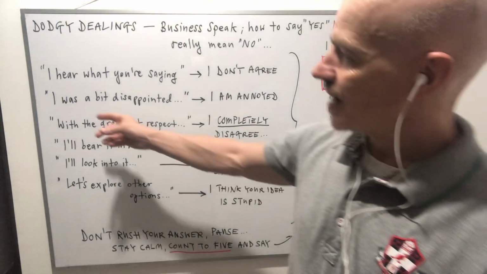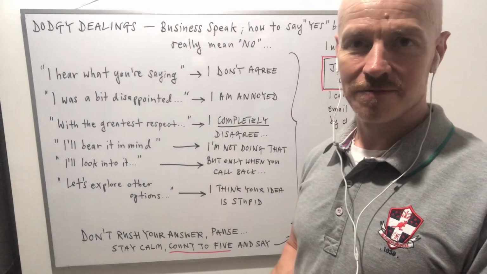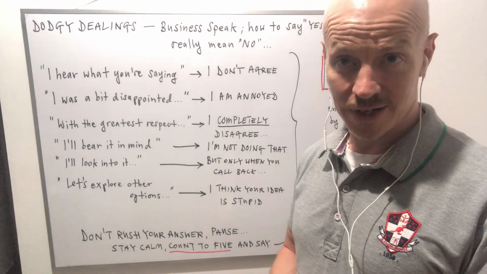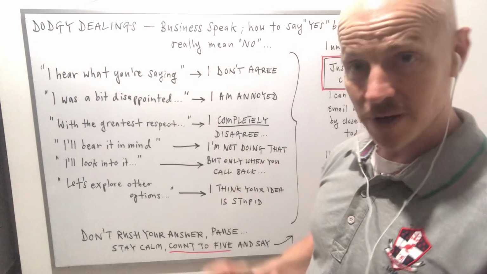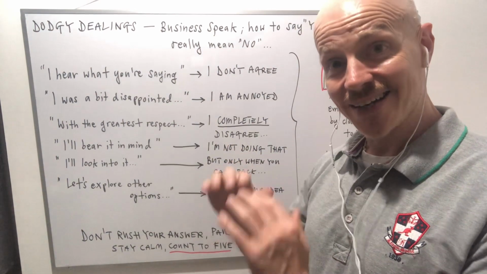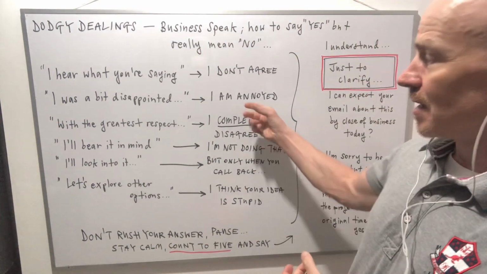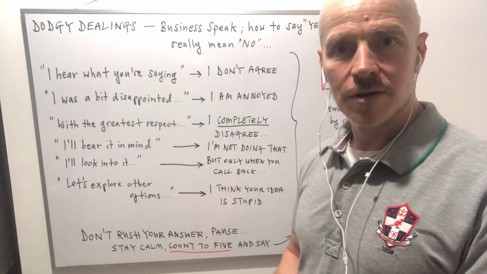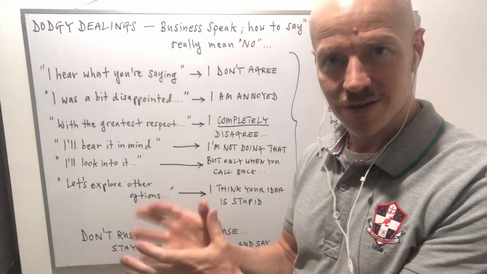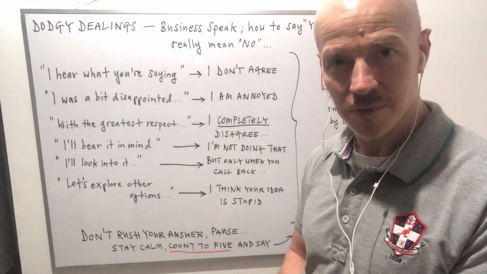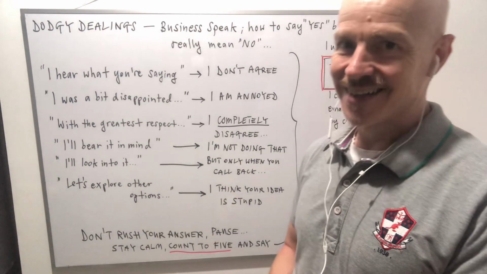How about this one? I was a bit disappointed. Now this might be a very polite way of understating their disappointment, because often that really means I'm annoyed. I'm really annoyed you didn't do that thing I asked you to do. I'm disappointed. Yeah.